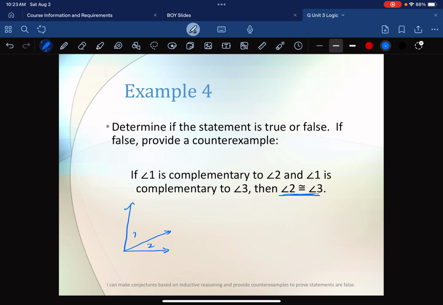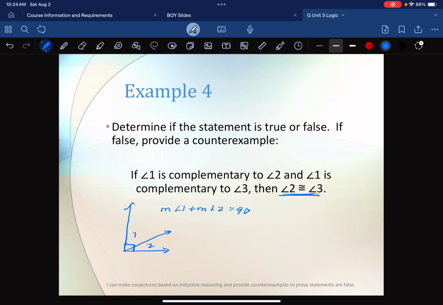So give me some measurements here. Think about the measure of angle 1 and angle 2. What might they be? Well, here's what I know. I know that the measure of angle 1 plus the measure of angle 2 has to equal 90. You agree with that? Okay, now let's focus on the second statement. So here's 1 complementary to 2. Okay, I'll put a right angle mark there in the corner.